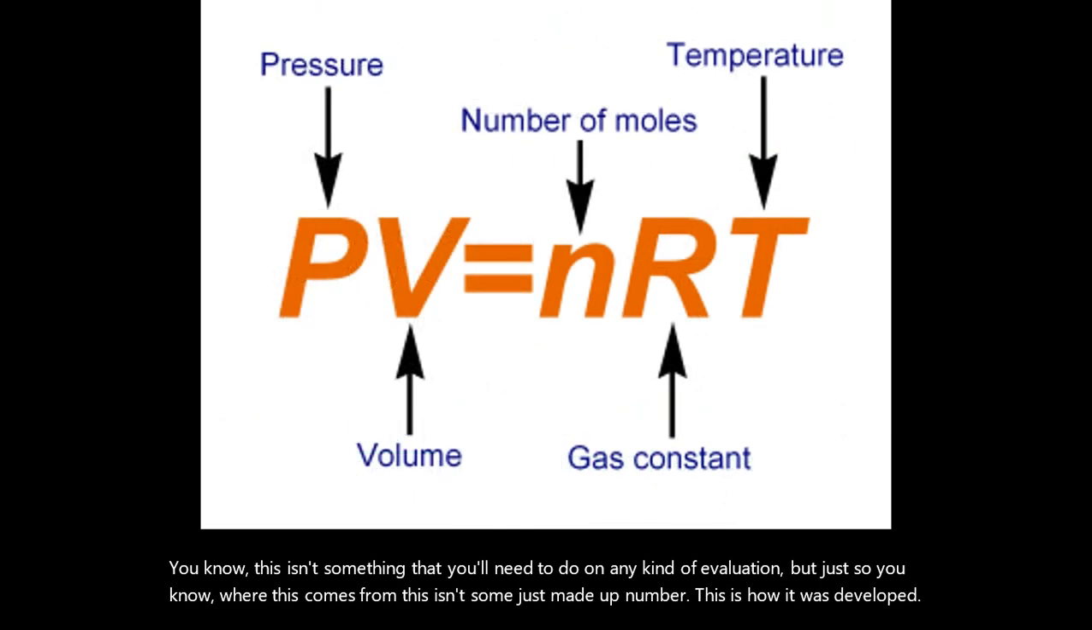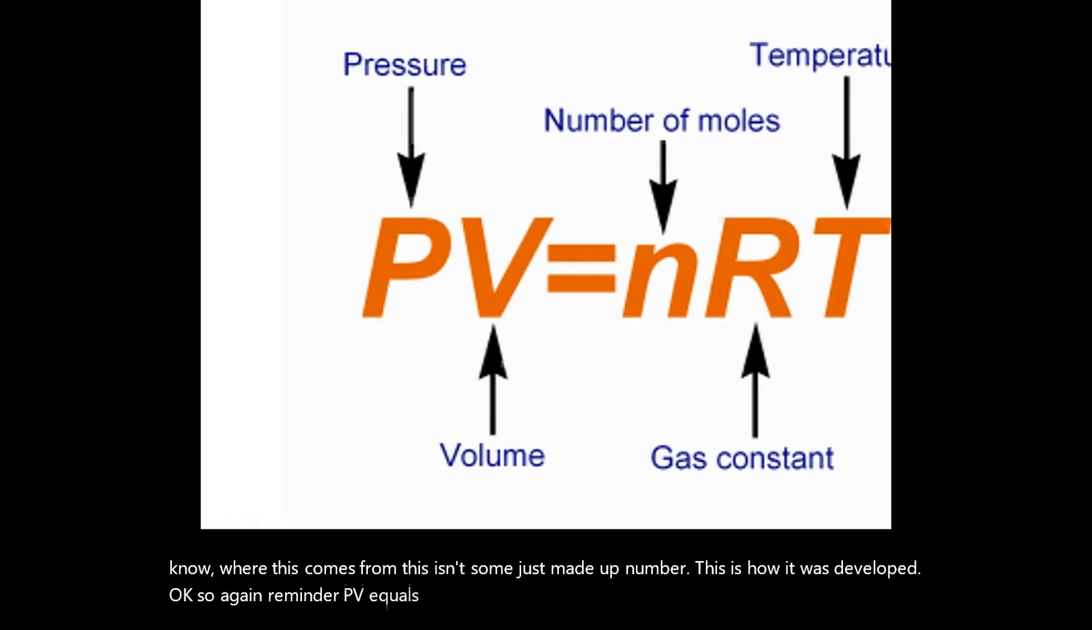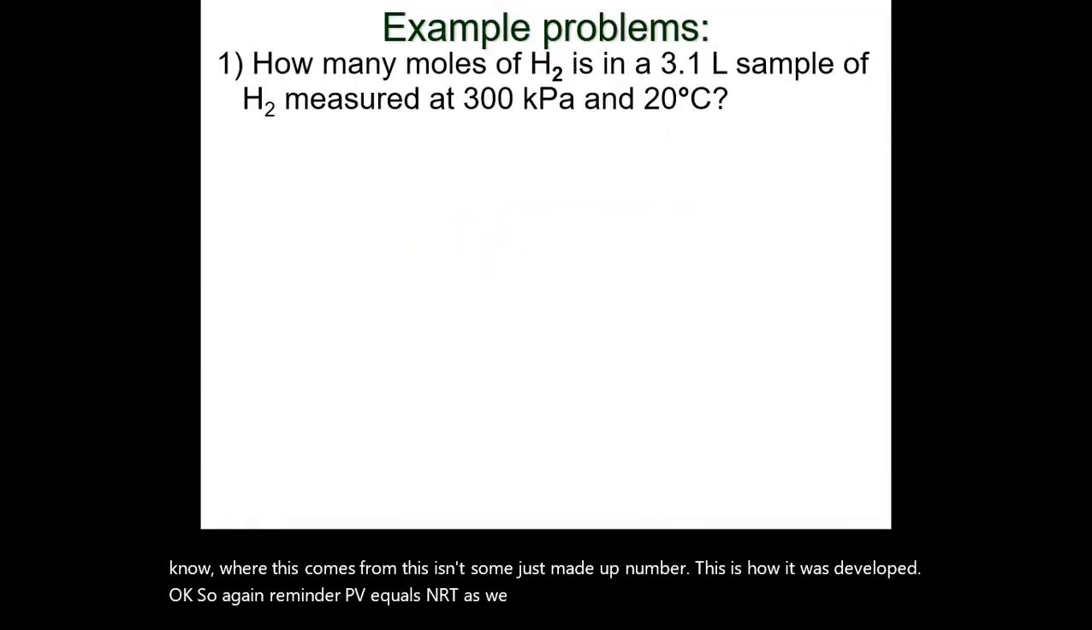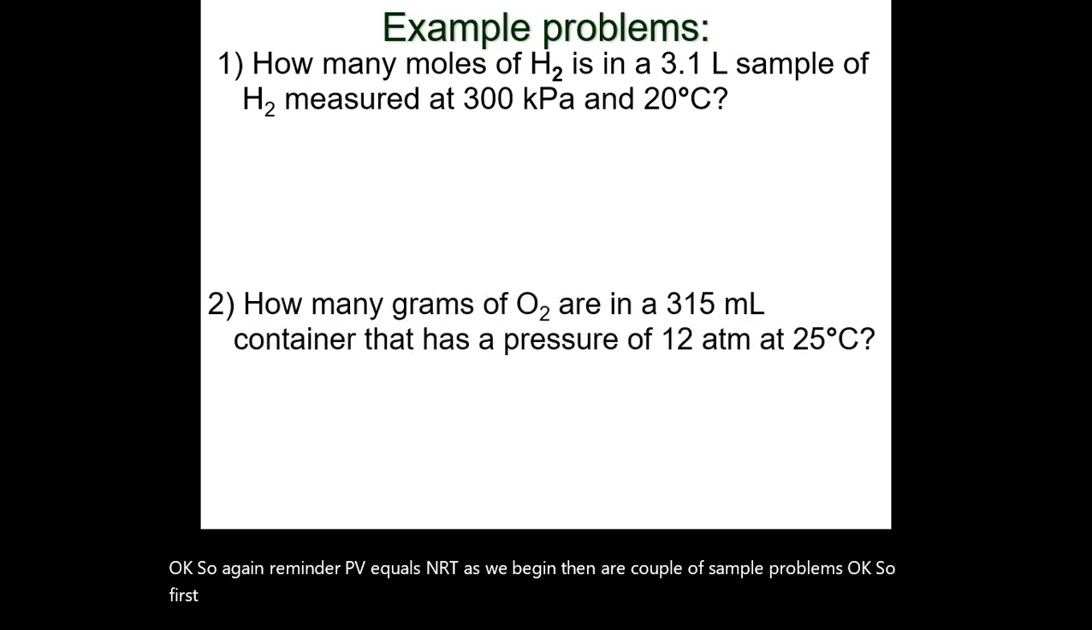Okay, so again, reminder, PV equals nRT, as we begin then our couple of sample problems. Okay, so first one, how many moles of H2 is in a 3.1 liter sample of hydrogen gas measured at 300 kilopascals and at 20 degrees Celsius.